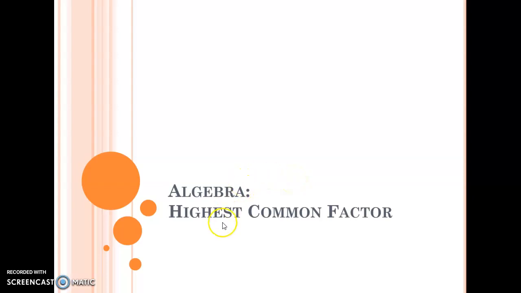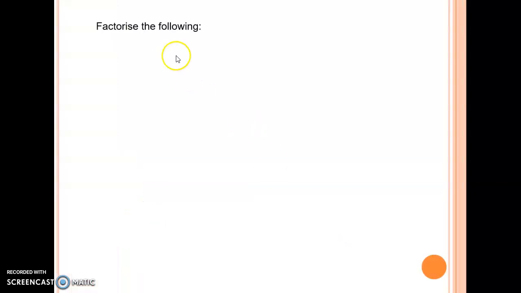Factorization, this is highest common factor. So a couple of questions you might see on this are something like the following. Factorize 3x plus 3. So quite simply here what you've got to do is you've got to try and factorize out what is the highest common factor between all of this expression.